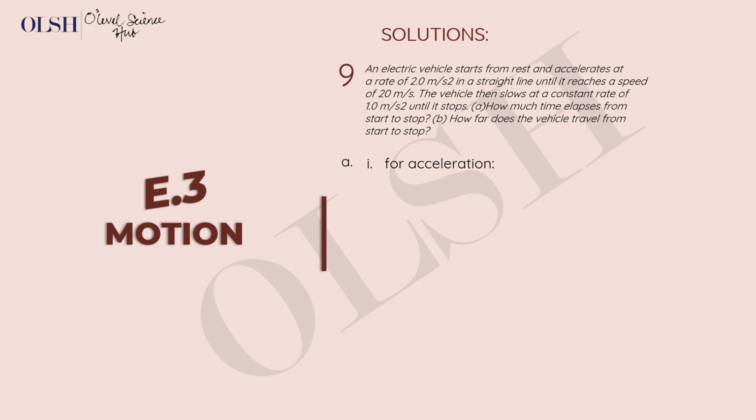Of course, acceleration is the change in velocity over change in time. So if we're looking for the change in time, we're going to have velocity over acceleration. Let's remember the initial velocity is 0 because the statement stated that the electric vehicle starts from rest. So initial velocity is 0. And then it accelerates at a rate of 2 meters per second squared in a straight line until it reaches a speed of 20 meters per second.